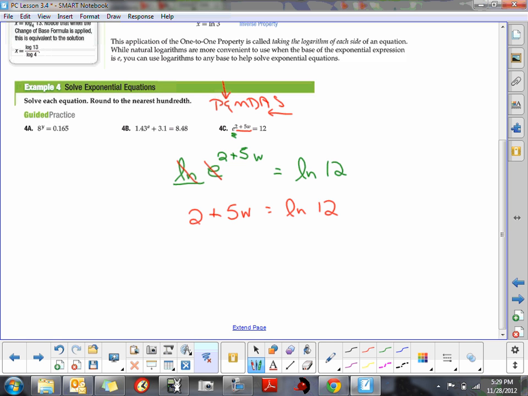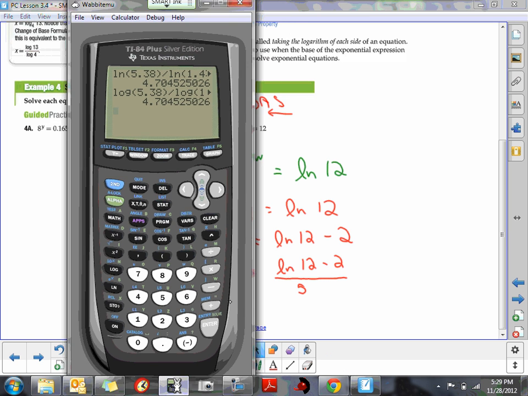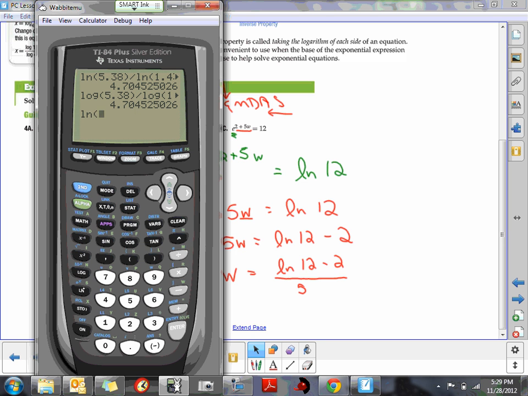Then what we can do is we can carry out solving this linear equation. So 5 times w would have to equal the natural log of 12 minus 2, and then w would have to equal the result of the natural log of 12 minus 2 all over 5. So we'll run that calculation through. We'll do the natural log of 12, and we'll subtract 2 from that. And since I didn't get parentheses around it, I'm going to hit enter. We got to take that answer and divide it by 5 and round it to the nearest hundredth.